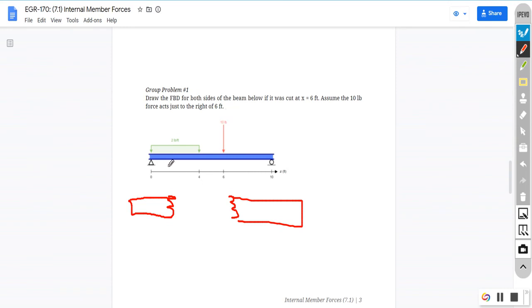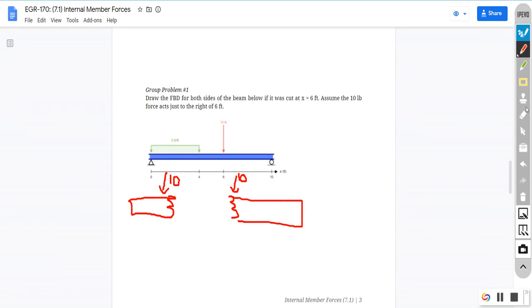So what you don't want to do is you don't want to put 10 pounds on the left side of the cut and 10 pounds on the right side of the cut. What will happen then is when I put the beam back together, I will have 10 plus 10, which is 20 pounds. This is only 10 pounds. So you could put 5 and 5 on each side. Most of them what they're going to do is tell you to assume that you cut just to the left or just to the right of the force.